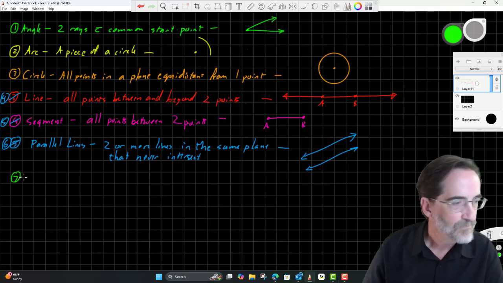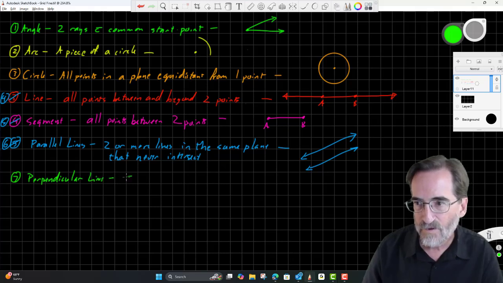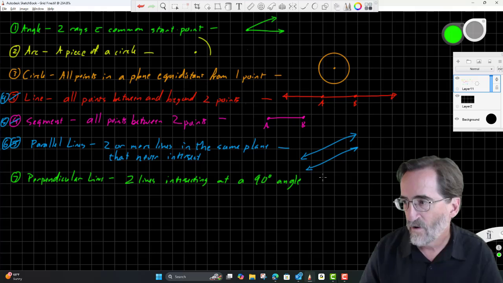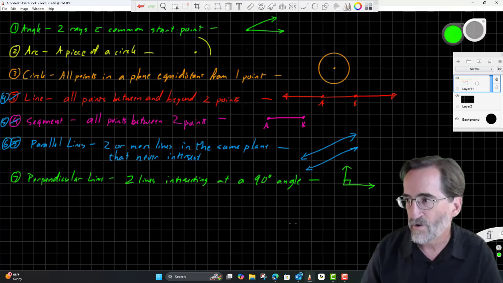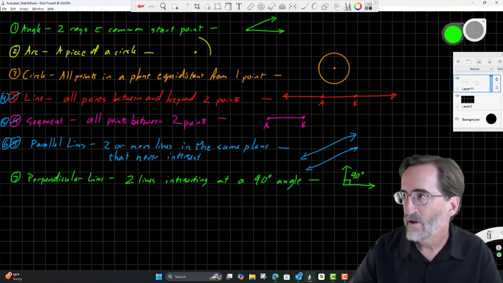Okay, number 7. Perpendicular lines. Two lines intersecting at a 90-degree angle. The symbol for perpendicular is the square corner. 90 degrees.